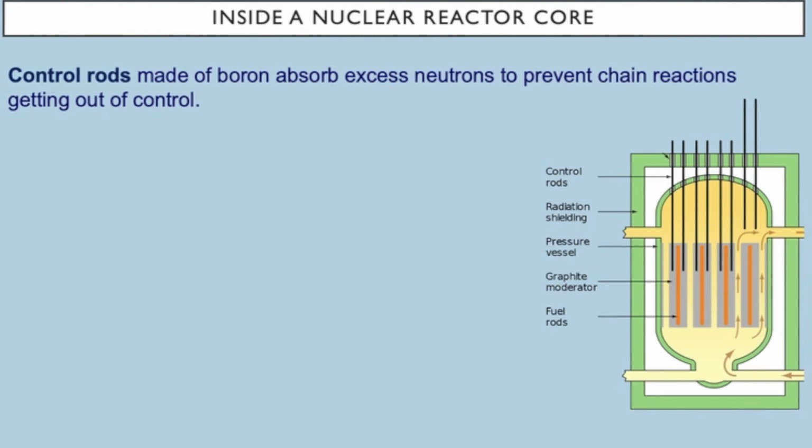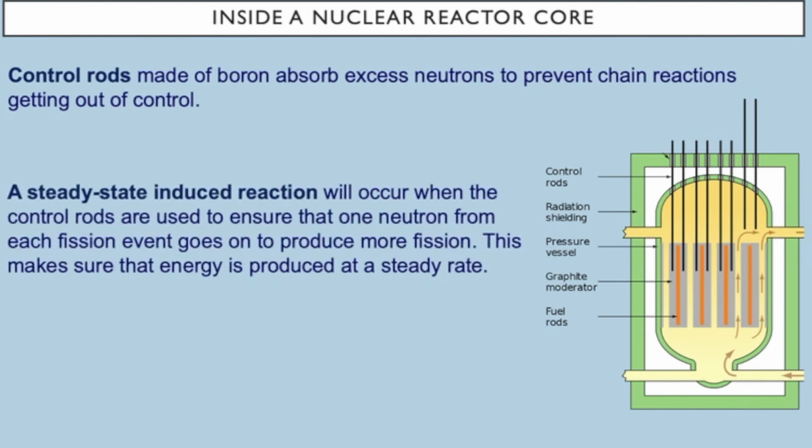But without controlling how many neutrons are absorbed by the nuclei of the uranium, there would be an uncontrolled reaction, and it would be very much like an atomic bomb. So we use these things called control rods, and they're made of boron, and they absorb excess neutrons to prevent chain reactions from getting out of control. So a steady state induced reaction will occur when control rods are used to ensure that one neutron from each fission goes on to produce more fission. This makes sure that energy is produced at a steady rate.